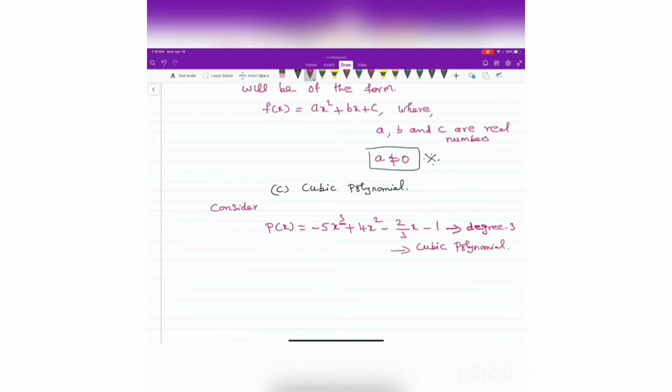I will write it for you in statement form. That is, a polynomial of degree 3 is called a cubic polynomial.